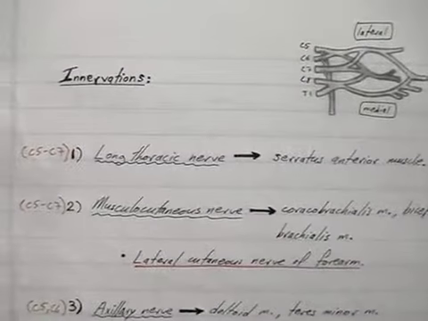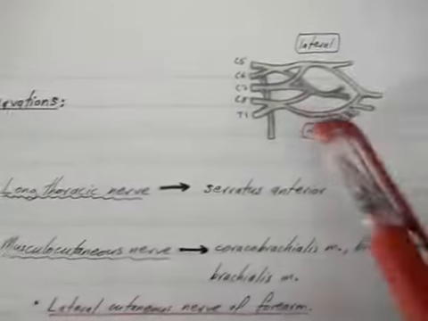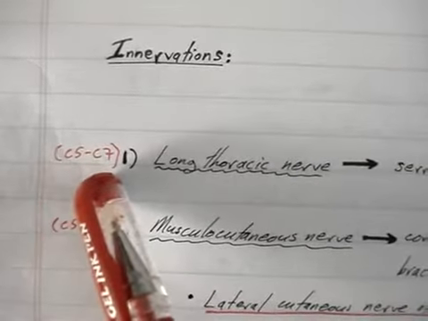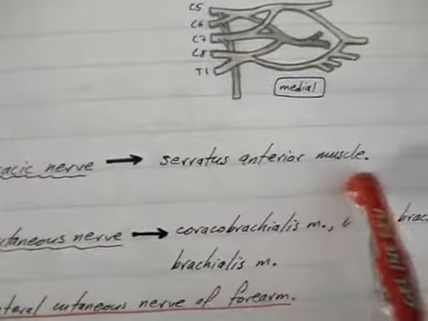Next we will look at the innervations of those branches. We will begin with the long thoracic nerve, which would be this long one here. The long thoracic nerve, which is C5, C6, C7, innervates the serratus anterior muscle.